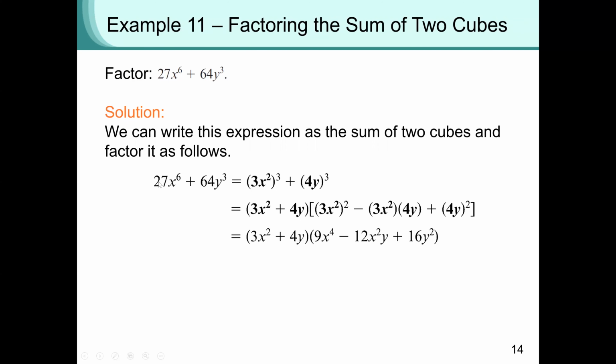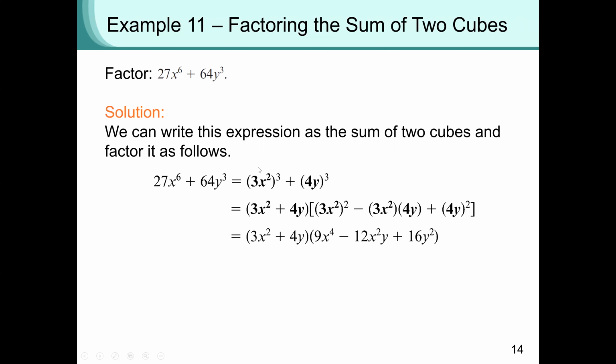So luckily, we know 3 cubed is 27. Okay, so I take 3 out. And x squared cubed will give me x to the power 6. Okay, so this means 3x squared all cubed. 64 will be 4 cubed. 4 cubed is 64. And also y is y cubed. So I get 4y all cubed.